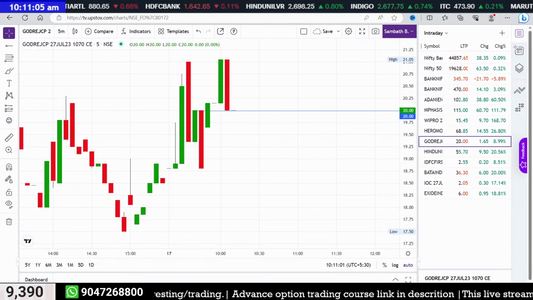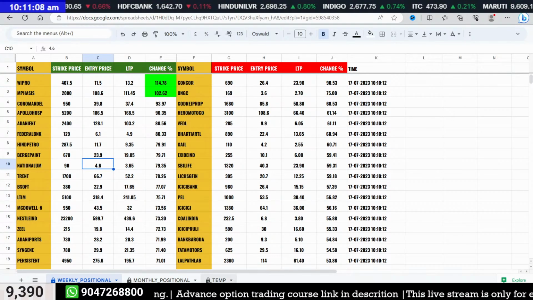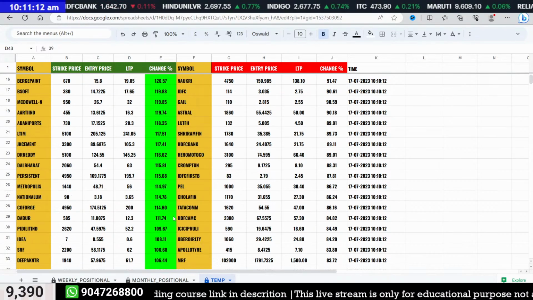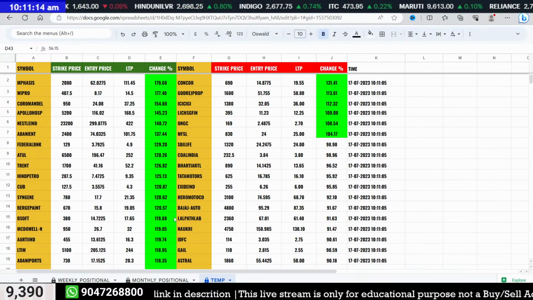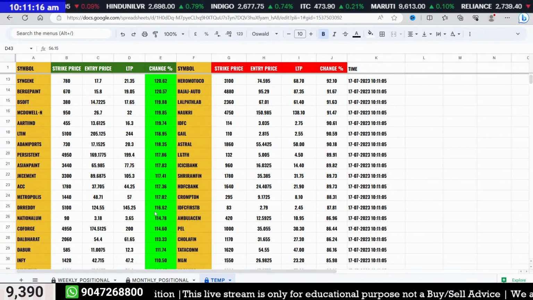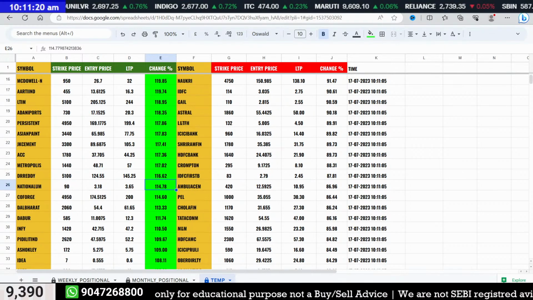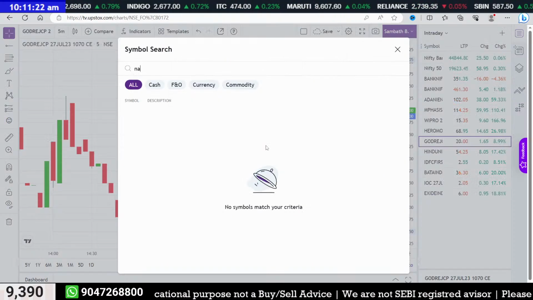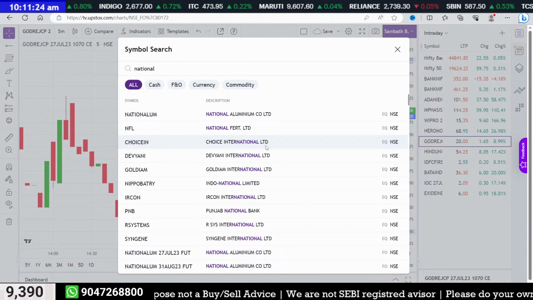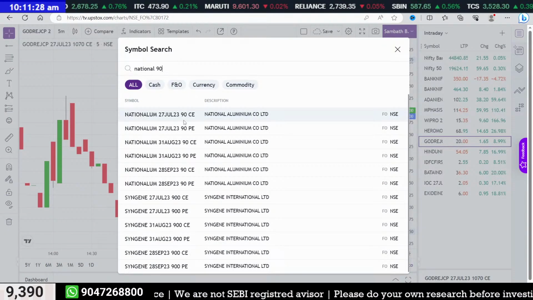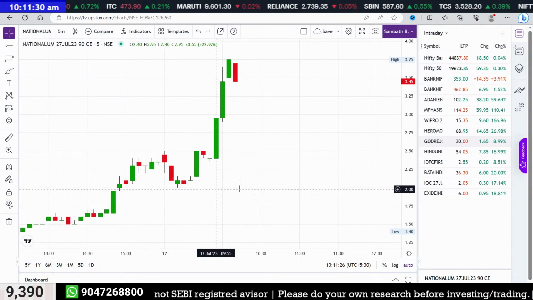Okay, that would be here in this list. Let me go for National Aluminium. It's about 4.6 because it's been continuous the last week. So is there any opportunity on National Aluminium here? Yeah, already 3.18. It triggers maybe National Aluminium. What should be the strike price? 90 call option 3.18. So maybe, yeah.